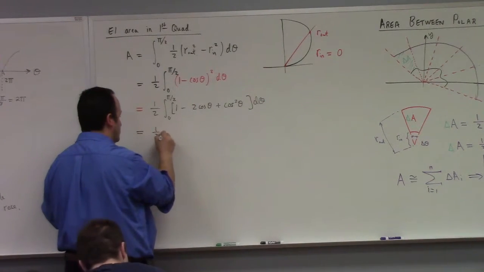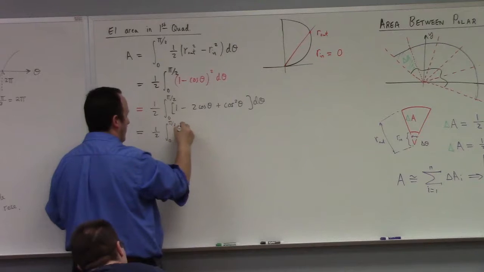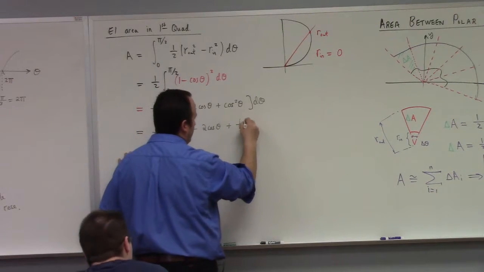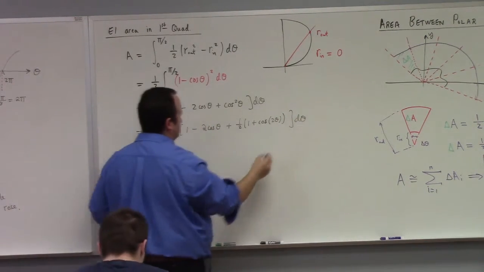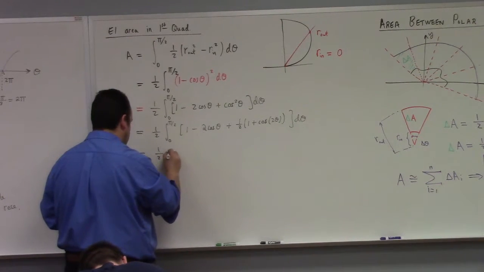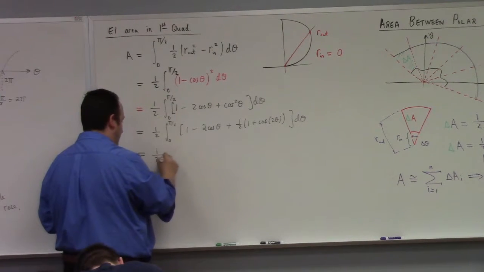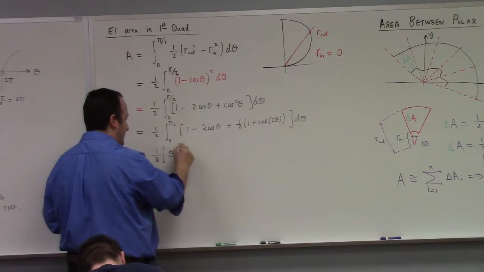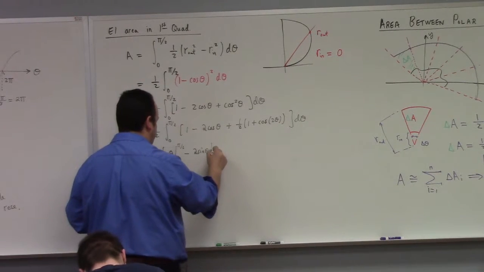So, fine. Remember how that goes? 1/2, 1 plus cosine 2 theta, right? And what's that going to give us? I can do this. I can just integrate now, right? So the 1 integrates to theta, evaluated from 0 to pi over 2, minus 2 sine theta, evaluated from 0 to pi over 2.